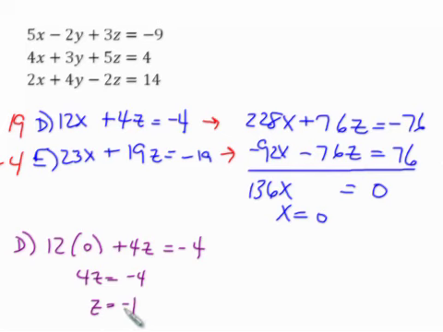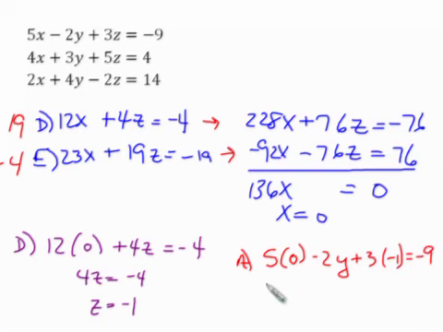So now we have x and z. I can use any of the original three equations to find what y's value is. I'll just use A. A tells me that 5 times x, which is 0, minus 2 times y, which is what we're looking for, plus 3 times z, and now we've found that z is negative 1, is negative 9. This is just 0, so we get negative 2y minus 3 is negative 9, or negative 2y is negative 6. So finally we have that y is 3.